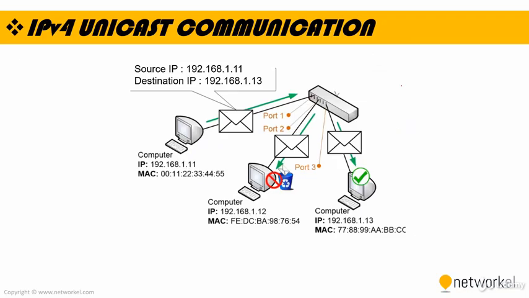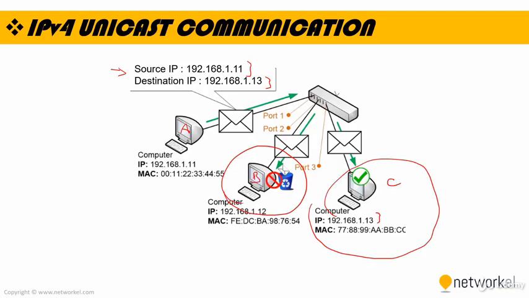So how can I make the IPv4 unicast communication? Let's see that. If computer A wants to communicate with computer C, it chooses the source IP as its own address and the destination IP as PC C's IP address. And the packet is only going to computer C, not to computer B.